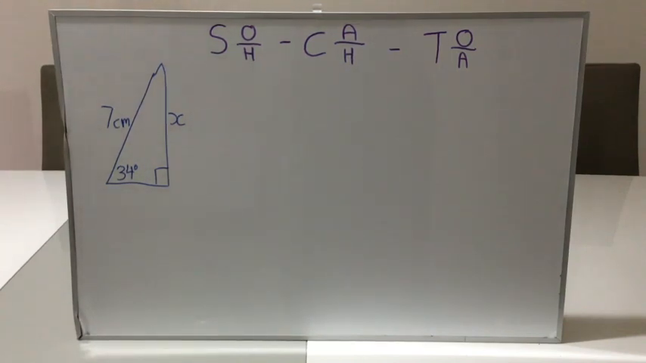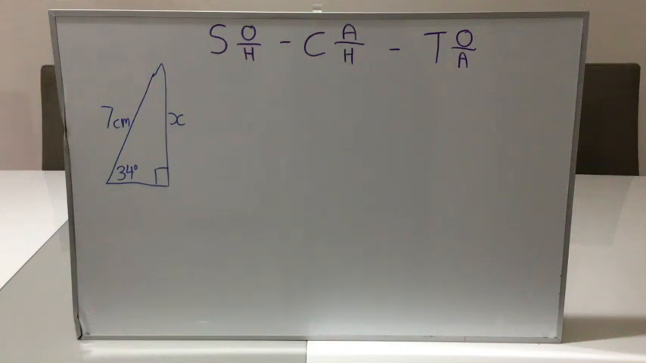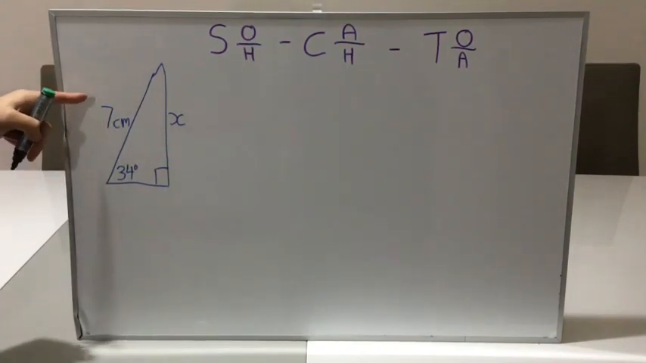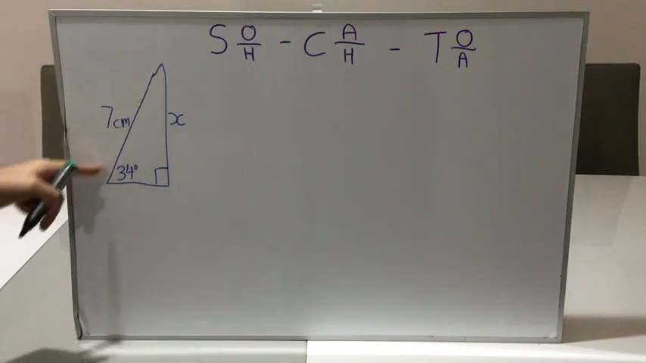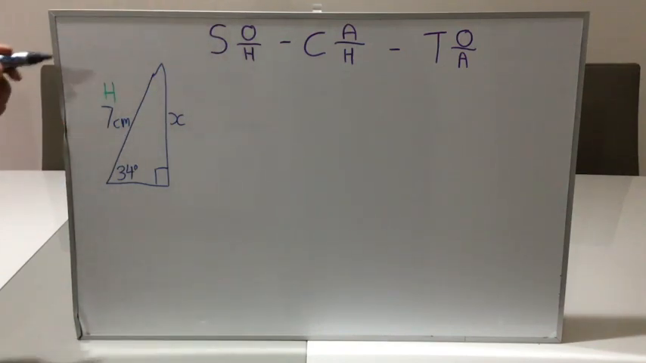I would like you to quickly pause the video and label the triangle sides with O, A, and H. Go. To see if you've done it correctly, start by labeling H first, the hypotenuse. That's this side here, the diagonal side. So we can start by putting an H there. Again, I'm using my green labeling colour.